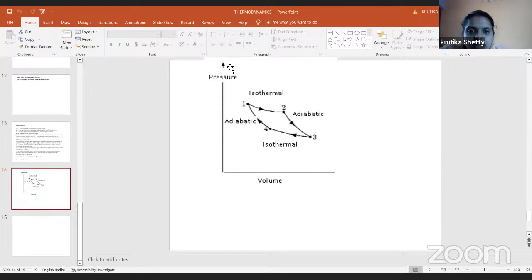Here you can see first, 1 to 2 is an isothermal process, also called isothermal expansion. Then 2 to 3 is adiabatic expansion, 3 to 4 is isothermal compression, and 4 to 1 is adiabatic compression. Now let us go for the question answers based on the first law, second law, isothermal and adiabatic processes. I'll share the next slide.